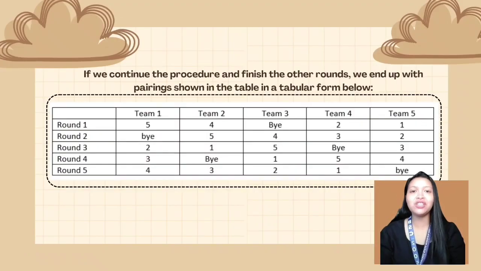So if we continue the procedure and finish the other rounds, we end up with the pairings shown in the table in a tabular form below. So now, I want you to pause this clip and try to perform and continue the process or show the solutions in round 3 through round 5 using the round robin.